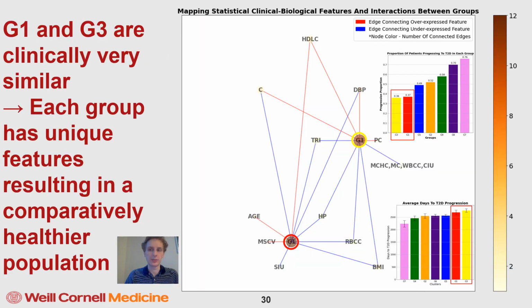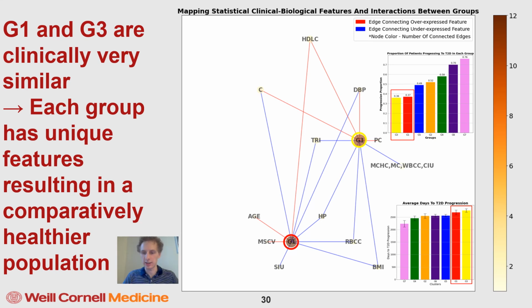In this figure, we show the traditional risk factors which have statistically significant expression in group 1, circled in red, and group 3, circled in yellow. Each traditional risk factor is abbreviated so that the graph does not fill with text. The edges connect the significant TRFs to each group. Blue edges represent TRFs in the group that are significantly underexpressed, while red edges represent TRFs in the group that are significantly overexpressed.